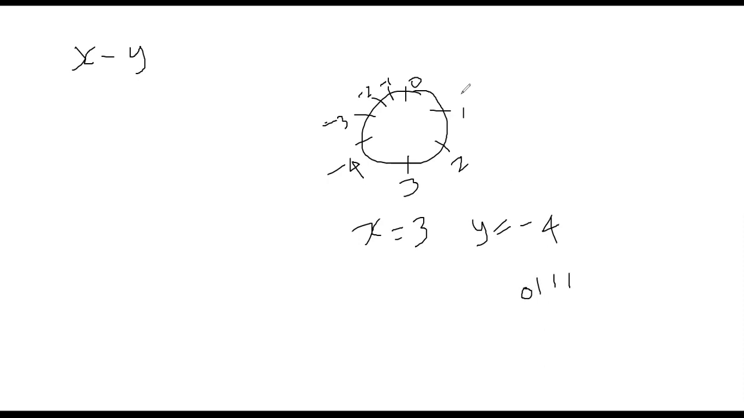But as you can see here, we have only a 3-bit representation. That means we throw away the most significant bit. So what is left is basically 1, 1, 1, which is nothing but -1. So it's weird that 3 minus -4 is actually -1. Okay, that makes sense. If you start from 3 and add 4 steps, 1, 2, 3, 4, you're ending up with -1.